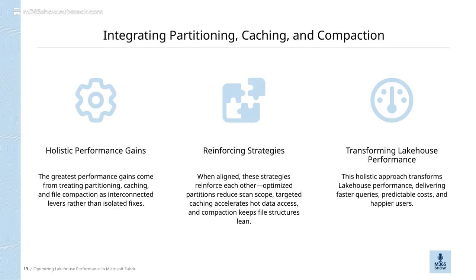The key point here is that these strategies reinforce each other. When aligned properly, they don't just add up, they multiply the performance gains. Instead of treating partitioning, caching, and compaction as separate fixes, think of them as interconnected levers. By integrating these three elements, we unlock the greatest performance improvements, leading to faster queries, more predictable costs, and ultimately, happier users. This holistic approach is essential for truly optimizing Lakehouse performance in Microsoft Fabric.